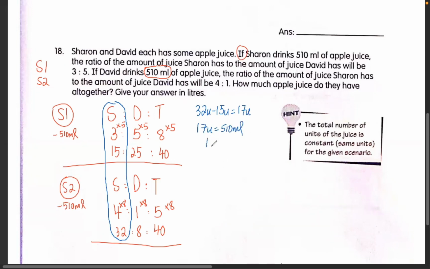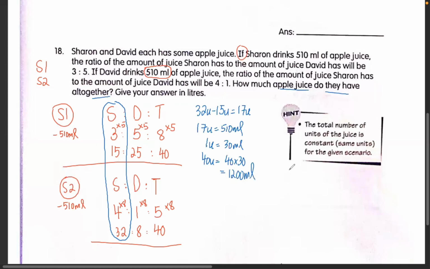Yes. Then we find one unit first. If we do 510 divided by 17, that gives me 30 ml. Am I making sense here? Yes. Once I'm done with this, I can go on to the next sentence. It says, how much apple juice do they have altogether? If they say altogether, look at the total, which is 40 units, and that gives me 40 times 30. That gives me 1200 ml.